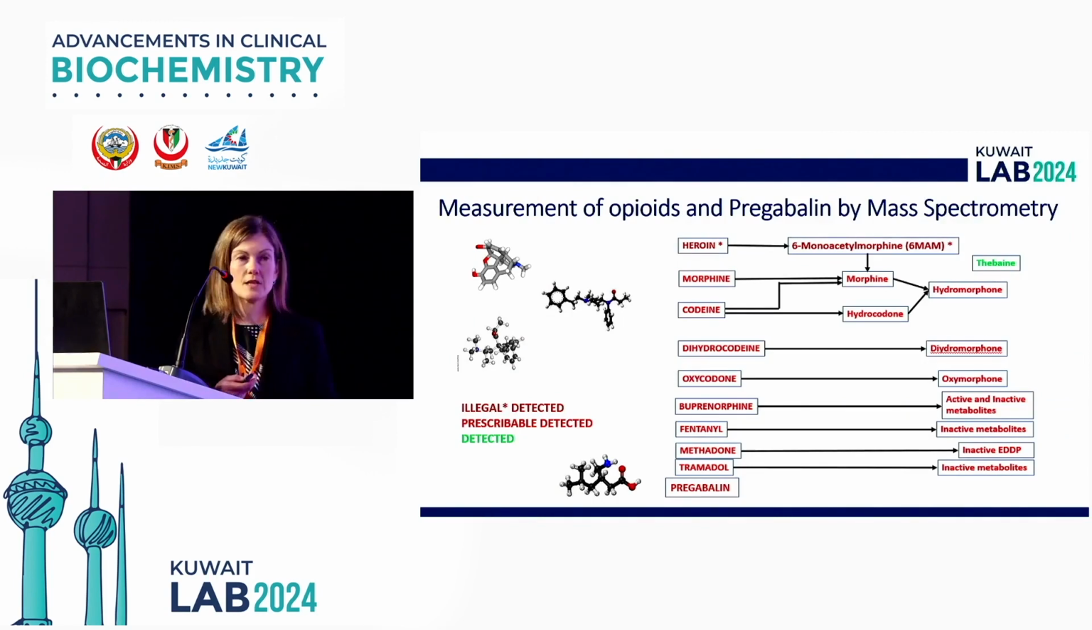What about mass spectrometry? Well, if you design your method appropriately, then you can detect anything by mass spectrometry. You can detect all of the illegal drugs and analogues. You can detect the prescribable ones. You can detect thebaine, as long as you design your assay appropriately. And that's the tricky thing, really.